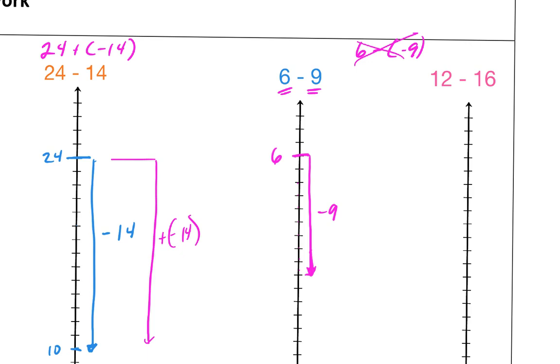So if I look, I'm going to go down. This is going to take me 5, 4, 3, 2, 1, 0. And then negative 1, negative 2, negative 3. So 6 minus 9 equals negative 3. Now we would get the same result if we added negative 9.